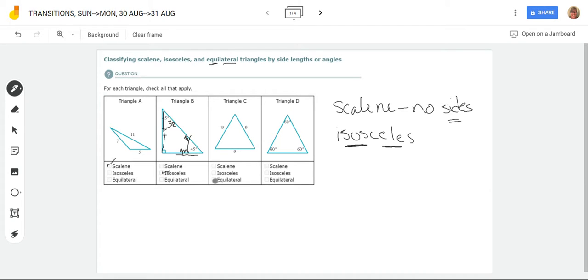This one has all three sides equal, equilateral. This one, all three angles are the same. Again, that means that the sides opposite the angles are all going to be equal. So this one is equilateral.